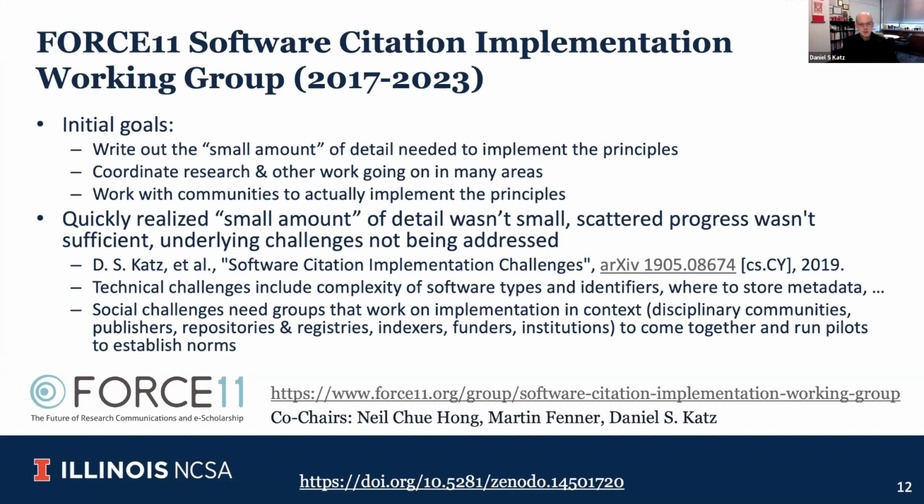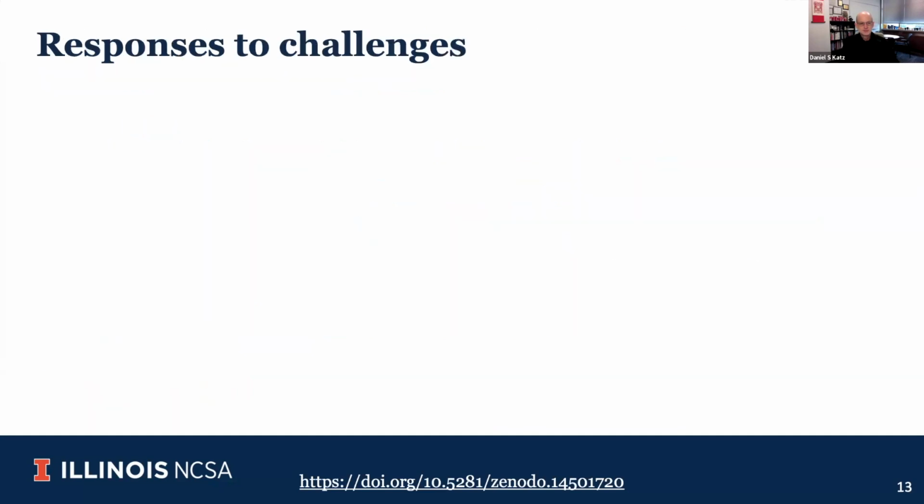And so we wrote a preprint report about what those implementation challenges actually were. And they included, on the technical side, the complexity of software types and identifiers and where to store metadata. And on the social side, the fact that we need groups that work on implementation in context, such as disciplinary communities, publishers, repositories and registries, indexers, funders, and institutions. And we all need them to, in some cases, run pilots by themselves, but then also to come together and to run pilots across these different groups to establish norms within the groups and in a more wide ecosystem sense.